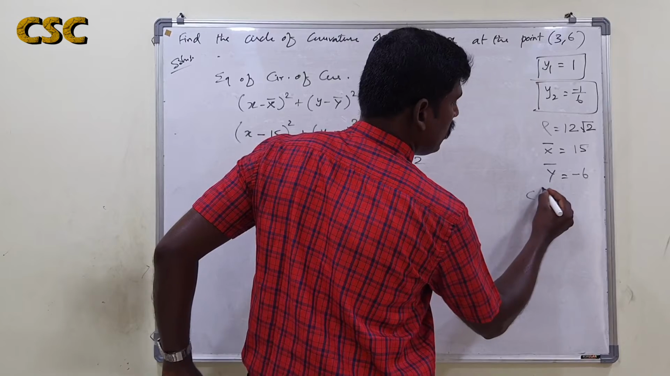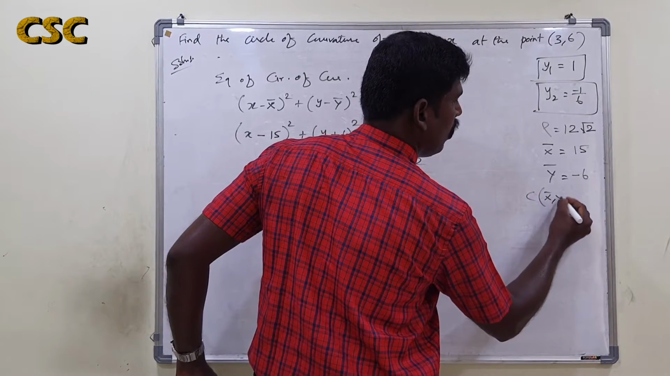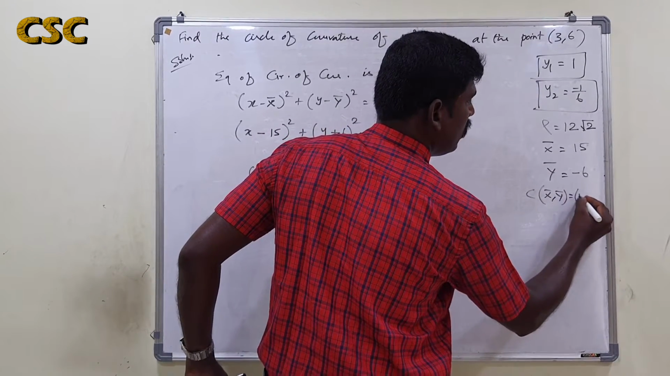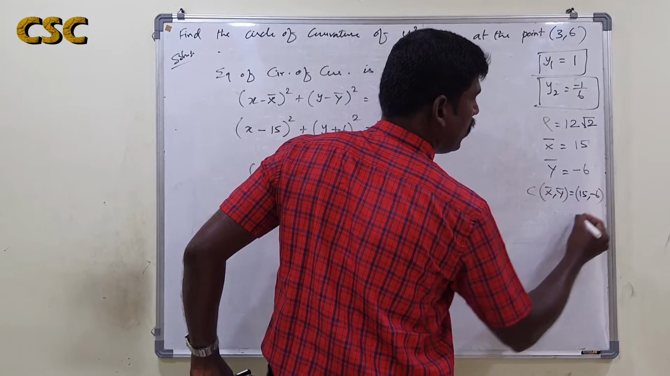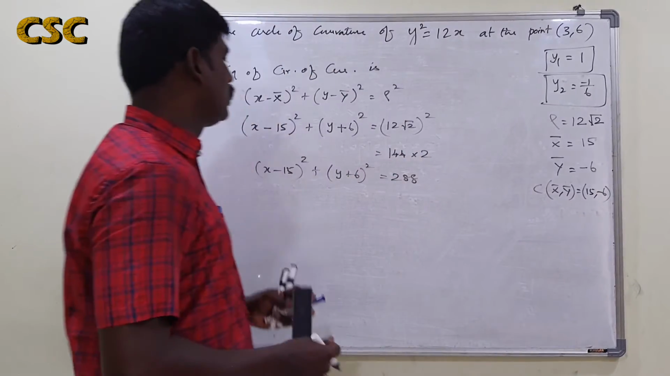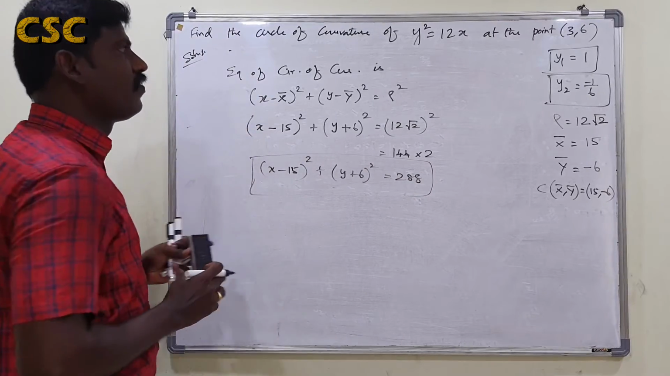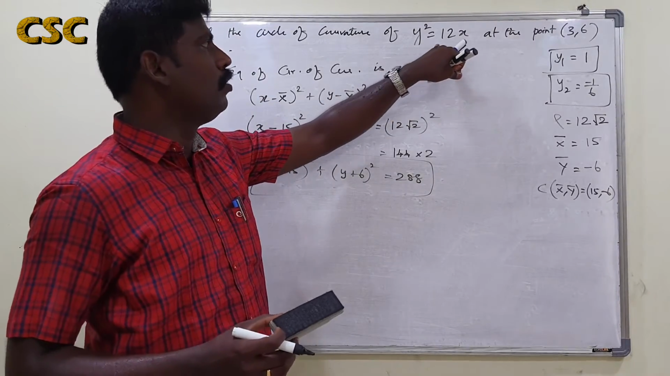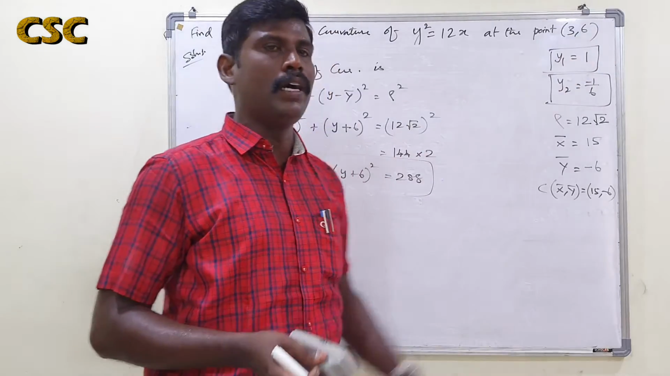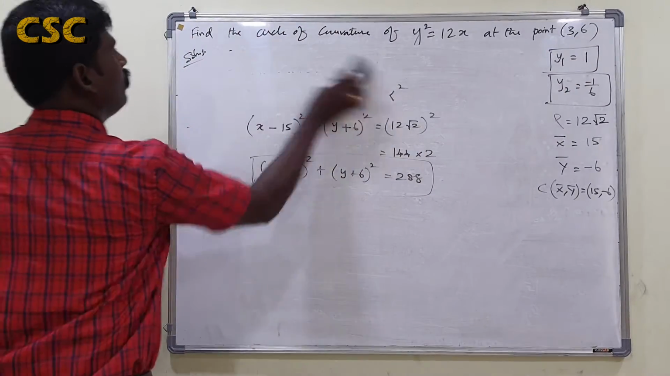So what is the center? x bar comma y bar. The center of curvature is 15 comma minus 6. Okay, that's all for this problem. This is the equation of the circle of curvature of this curve y square equal to 12x at the point 3 comma 6. That's all. Thank you.